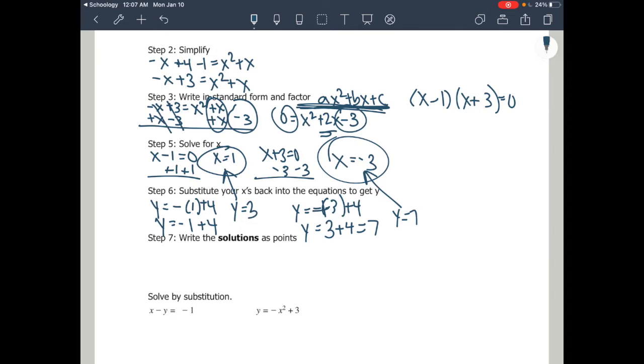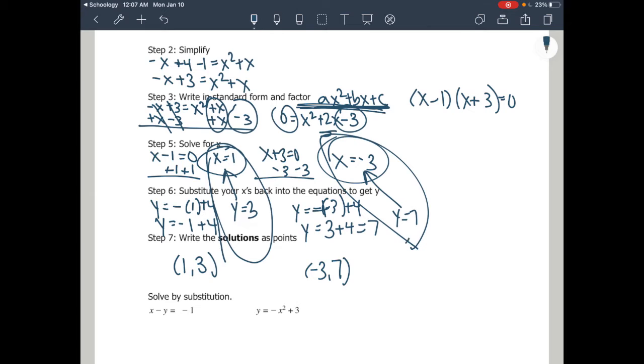Now step 7 says write the solution as points. So (1, 3) comes from here, and (negative 3, 7) comes from here.